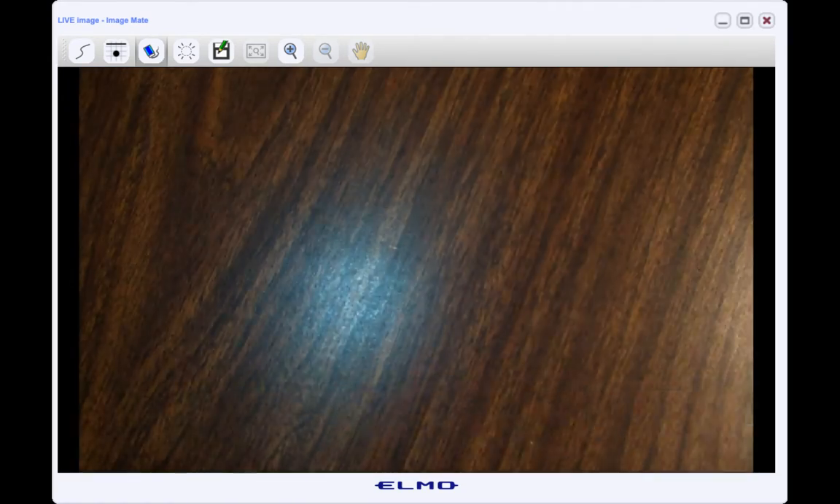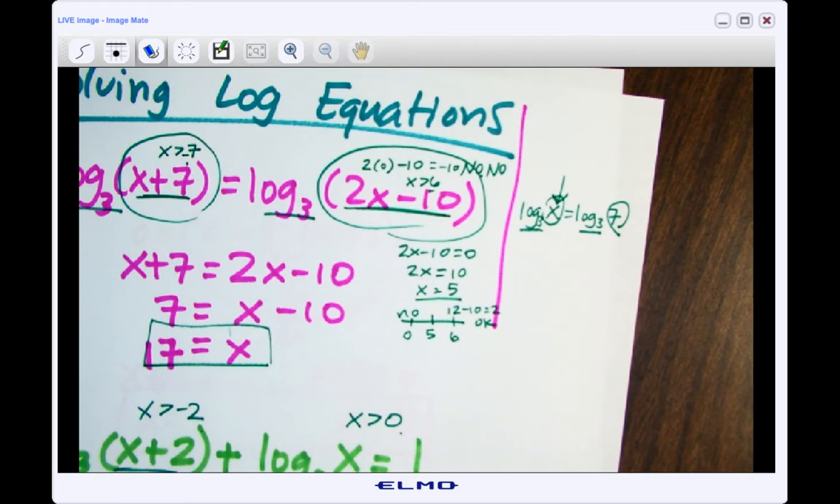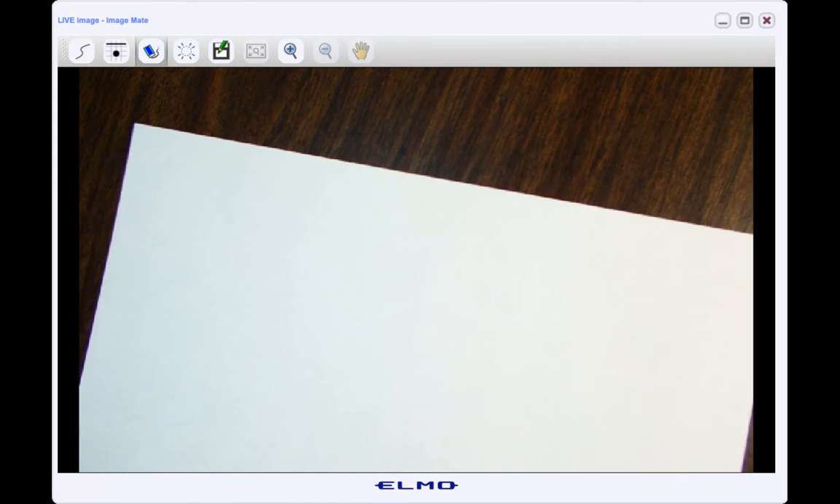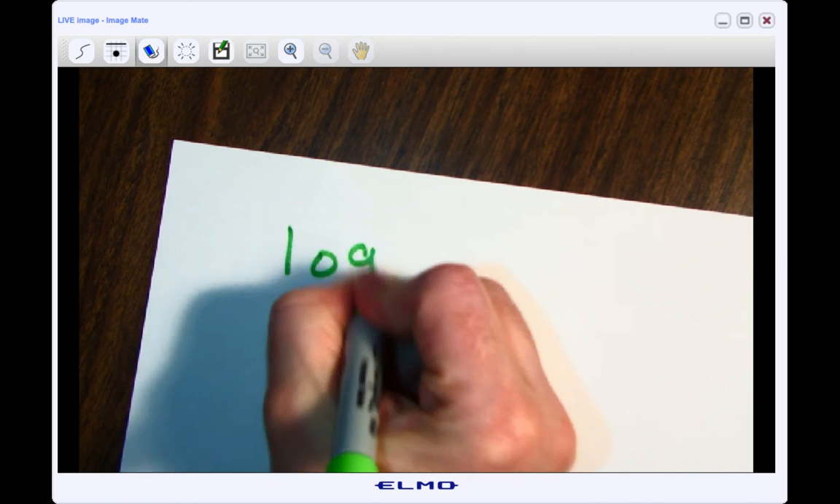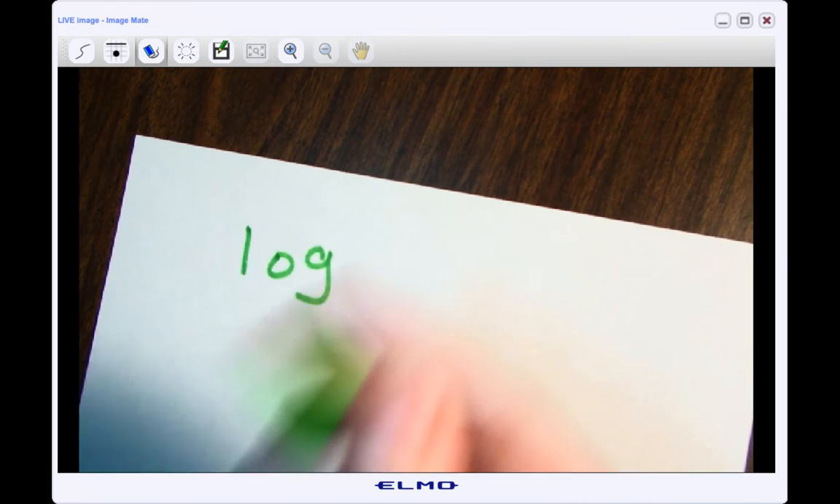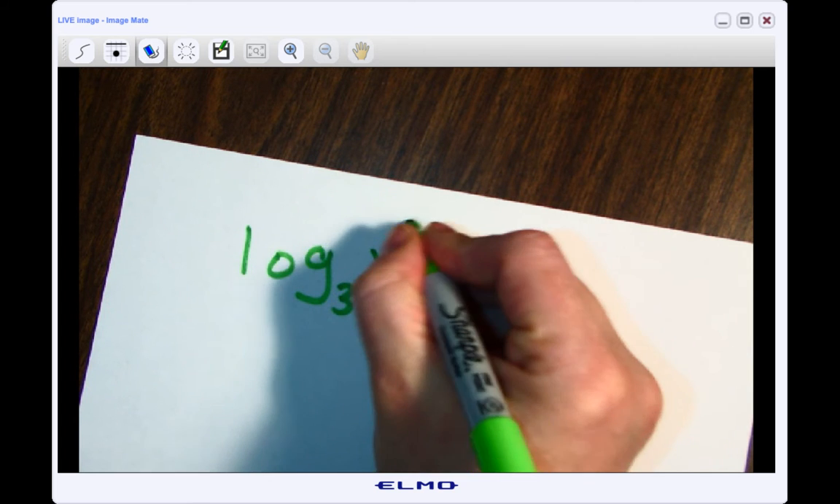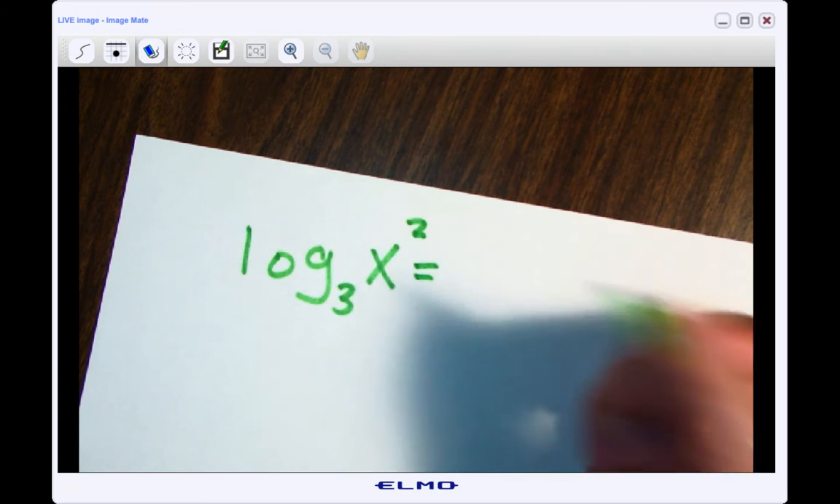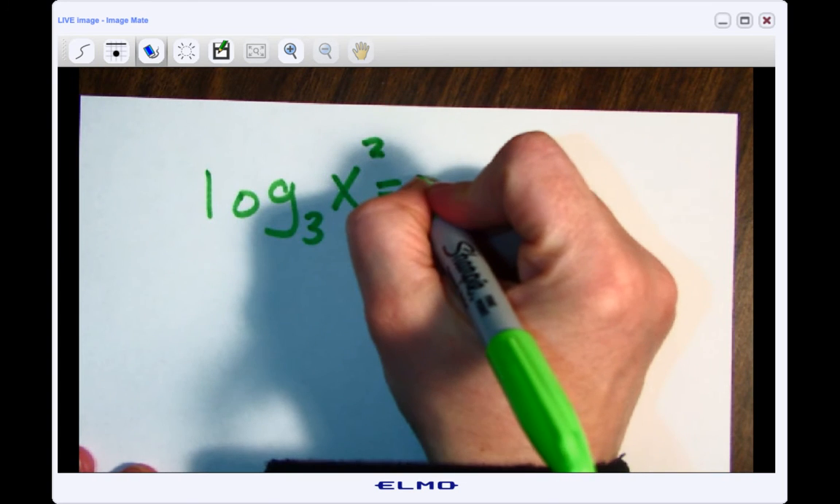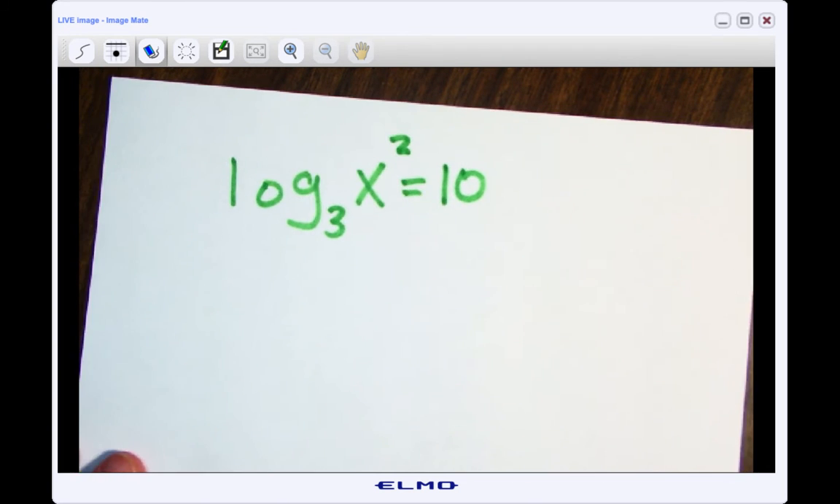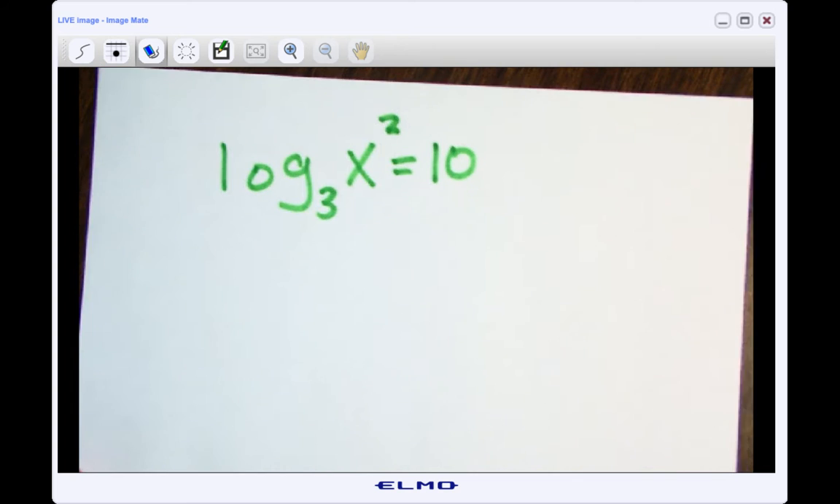All right, let's just do, I guess, one more for fun's sake. All right, let's see. Do I have a good one in my book? Nah, I'll just make one up. How about log base 3 of x squared is equal to, I don't know, 10. Let's do that.